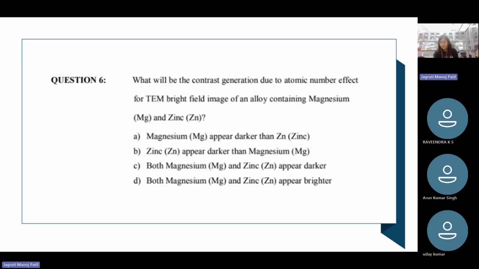Then what will be the contrast generation due to the atomic number effect? You have two atoms over here. Which has the higher atomic number, and which has the lower? Zn has a higher atomic number compared to Mg. Because it has a higher atomic number, what happens? More scattering will take place, and due to more scattering, there will be a darker spot. Exactly. So the answer is B. It will appear darker than magnesium.